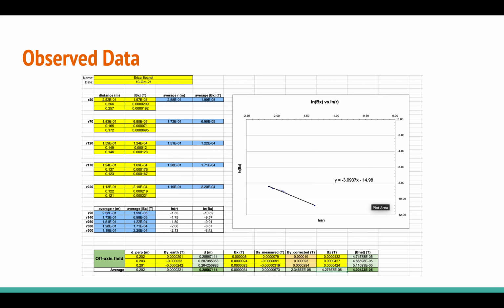To obtain the data for this lab, a magnetometer was utilized on a smartphone device to obtain measurements for the magnetic field both on and off-axis. The values for average distance and average magnetic field for the on-axis values were linearized and plotted on the graph to the right, yielding the equation for the line of best fit.